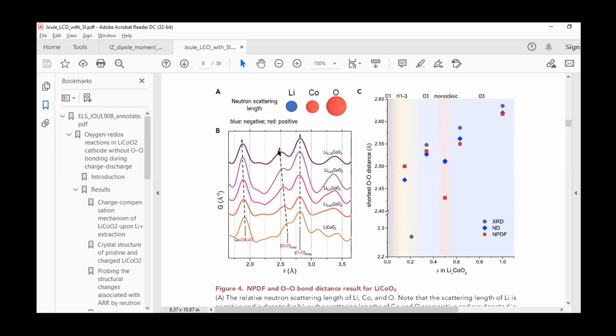And here we can directly see the oxygen peak. This one is the oxygen interlayer peak, and this one is the oxygen intralayer peak. We see the intralayer oxygen correlation doesn't really change upon charging, but the interlayer oxygen bond has an obvious decrease upon charging.